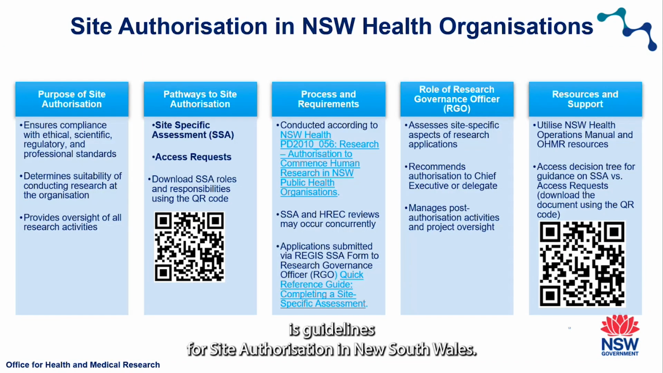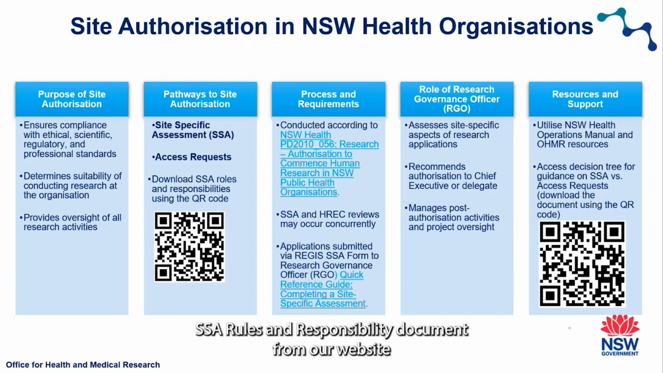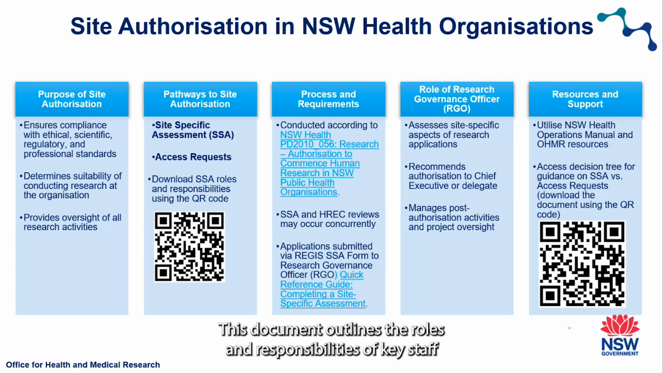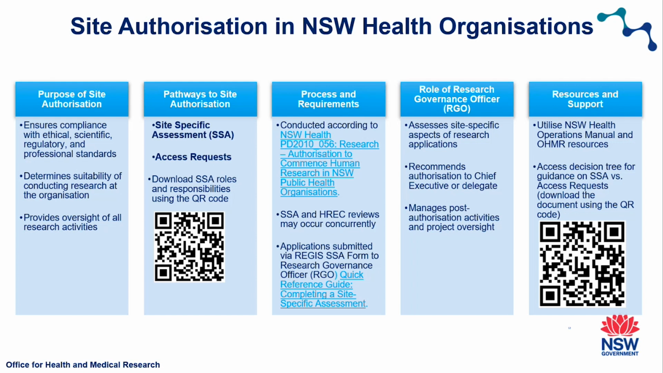The next section is guidelines for site authorization in New South Wales health organizations and its purpose. There are different pathways to site authorization, like SSA and access request. On this note, please download the New South Wales Health SSA Roles and Responsibilities document from our website using the QR code you see on the screen. This document outlines the roles and responsibilities of key staff when completing, reviewing, and authorizing a SSA in line with New South Wales Health Policy Directive 2010/56, that is, research authorization to commence human research in New South Wales public organizations.